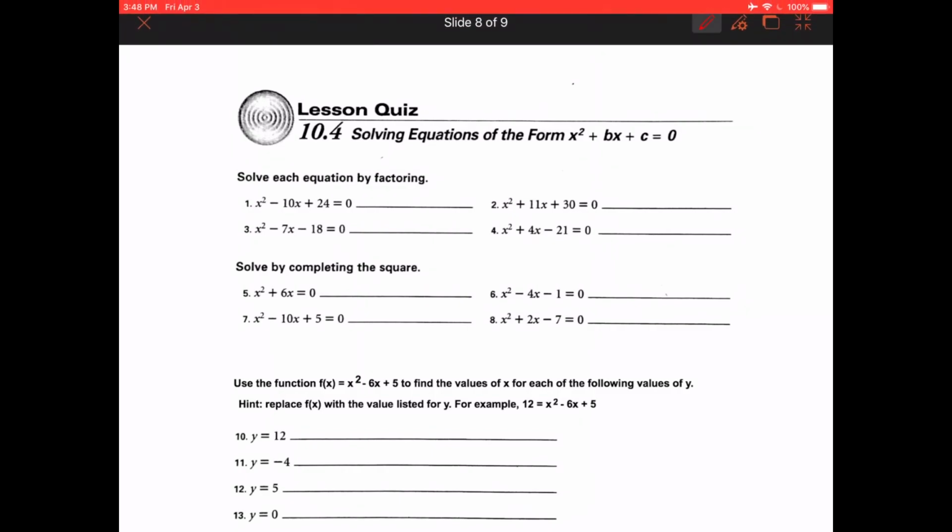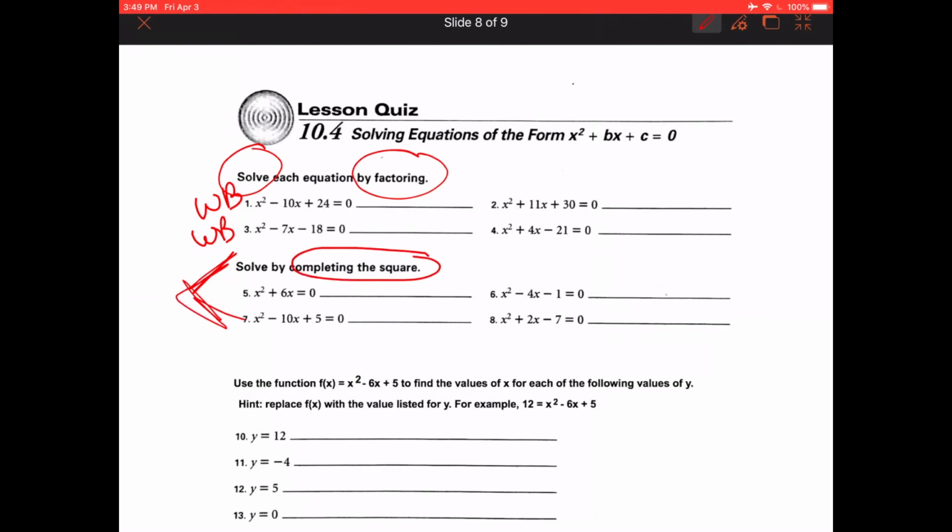Okay, so notice at the beginning, we're solving by factoring, right? So working backwards. A lot of these are working backwards. Now for the second section, you are completing the square. So making sure you're putting parentheses around those x terms, okay? And then for this very last section, notice this is the example that we just did. They're giving you this equation and they're telling you y equals 12. So what are you doing? Instead of f of x, you're plugging in 12 and then you're going to solve.